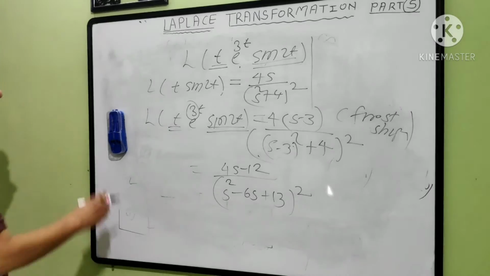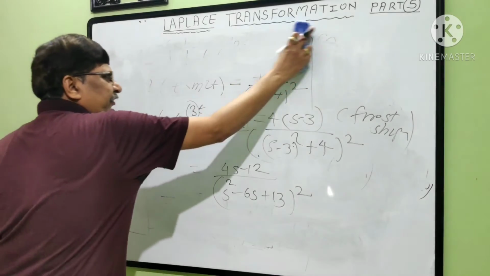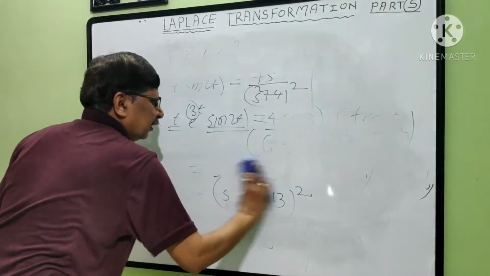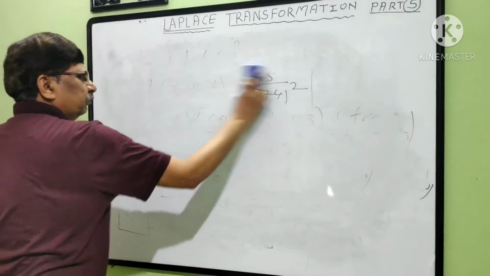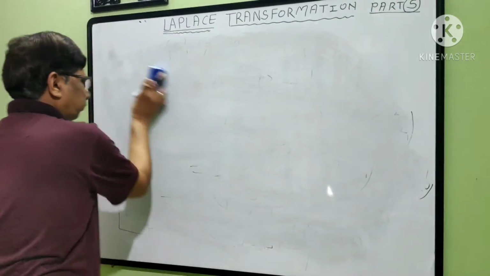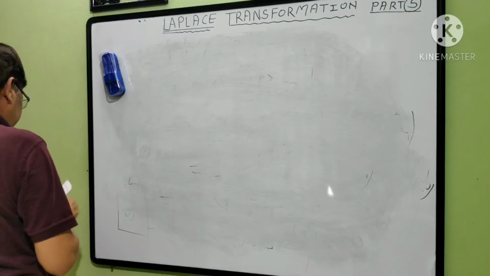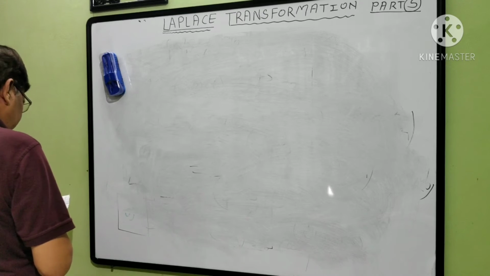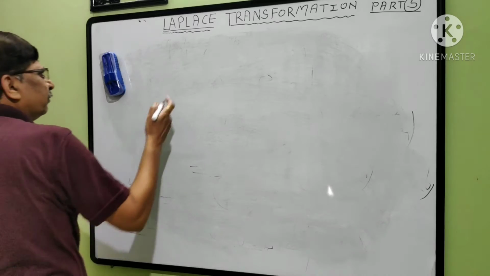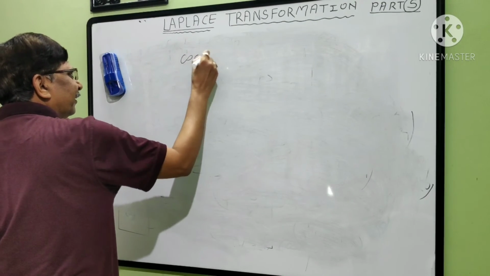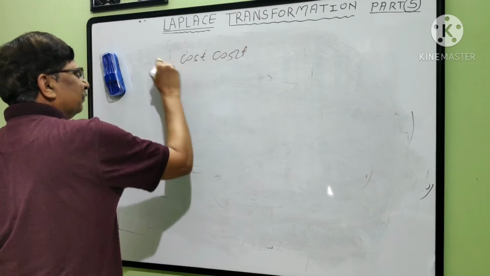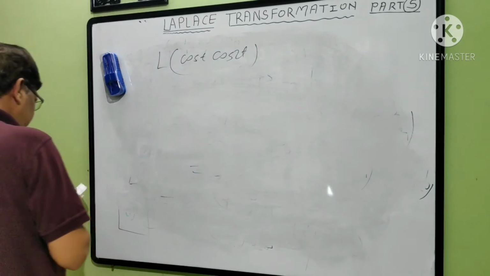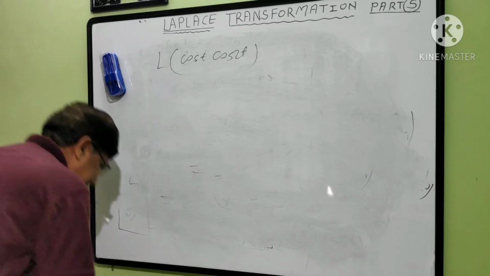Now write next. Take another sum. Now you have to find, suppose, the Laplace transformation of cos t into cos 2t.